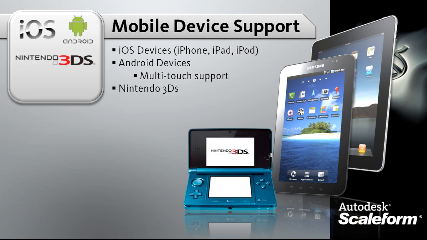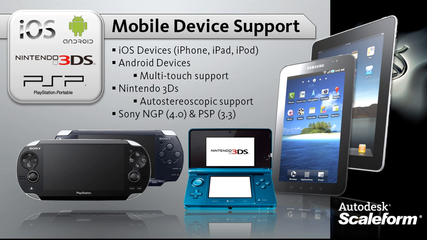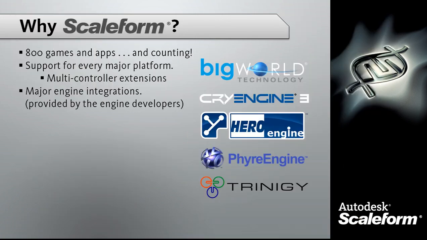We also now support Nintendo 3DS, and that means we also support auto stereoscopic 3D right out of the box for true glassless 3D. In previous versions of Scaleform up to 3.3, we supported the Sony PSP, and with 4.0 we now support NGP or Sony Vita.